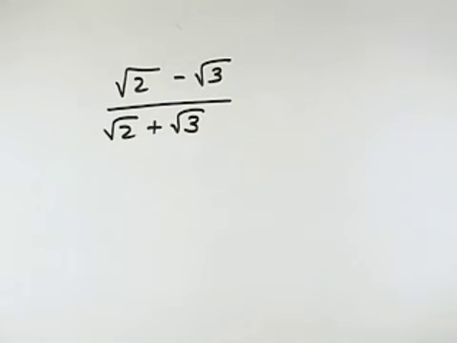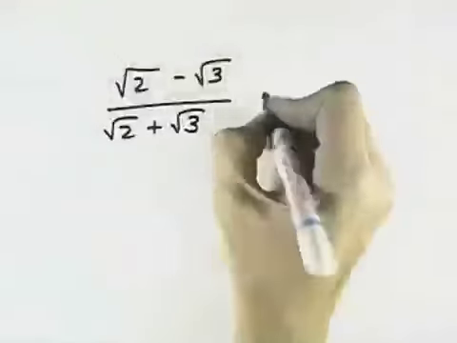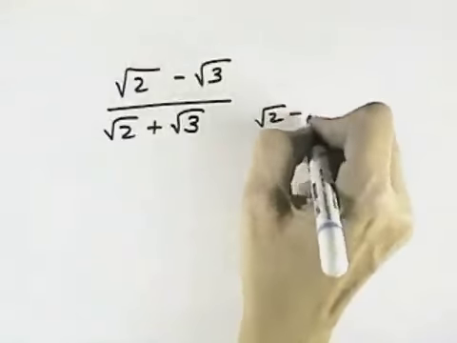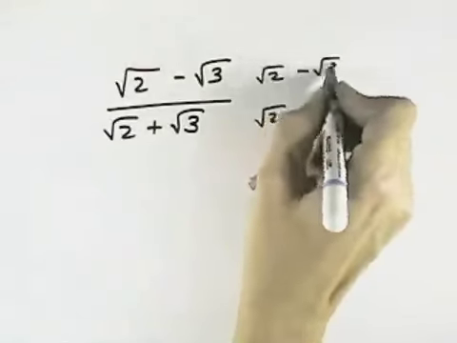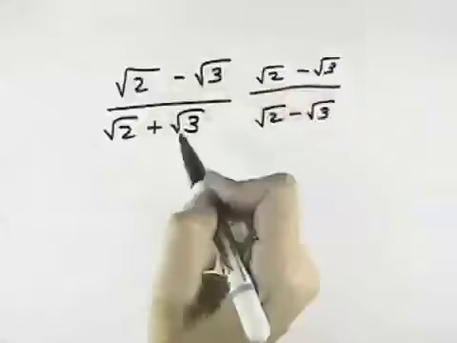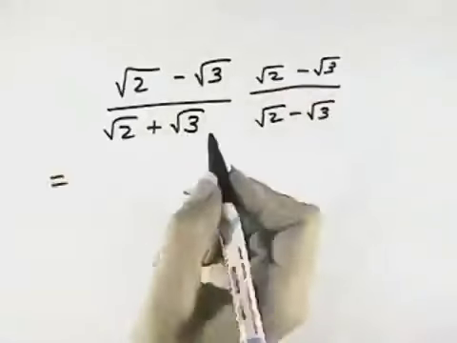Here I want to rationalize the denominator. Since there's two terms, I'll have to multiply by the same two terms, but with the opposite sign in between. So I'm multiplying the numerator and the denominator by the conjugate. What that will do is eliminate my middle terms, which will have radicals, as we'll see in a minute.